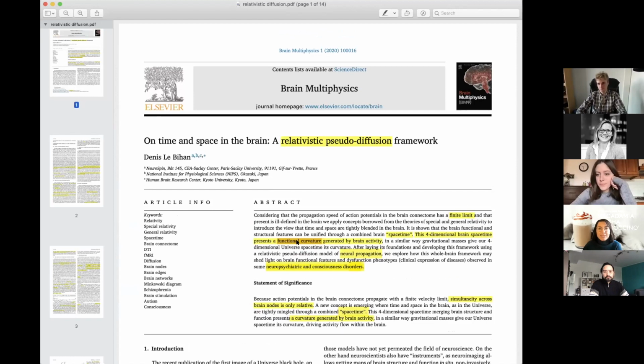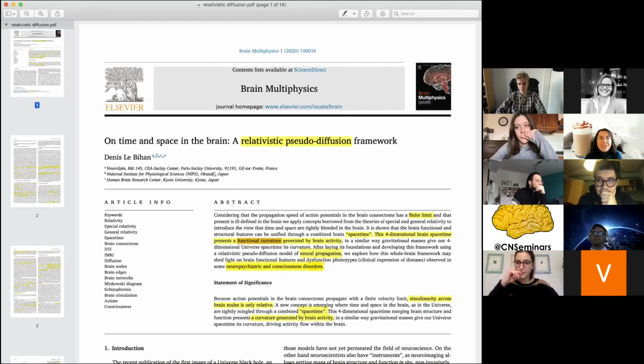Okay. So this paper is not from last week, it is from 2020. I found it really interesting, like a new perspective that I never think about. So I wanted to share with you this piece of information and discuss it. This is a paper by Denis Le Bihan, and it is about a relativistic pseudo-diffusion framework in the brain.